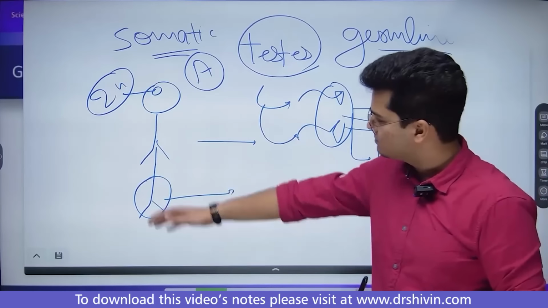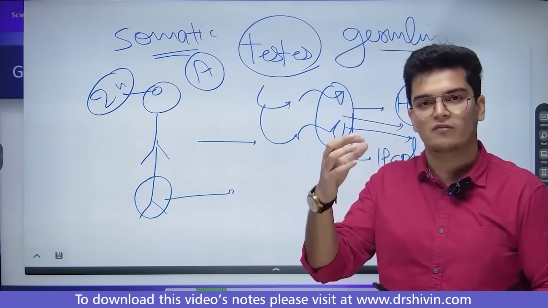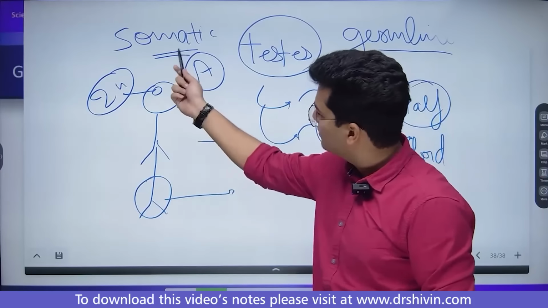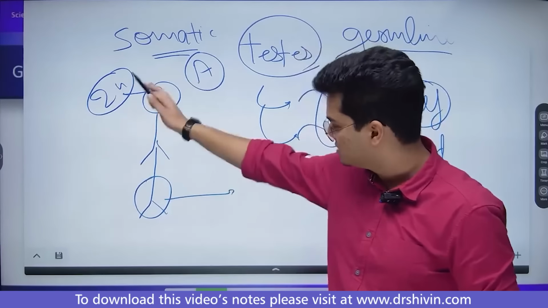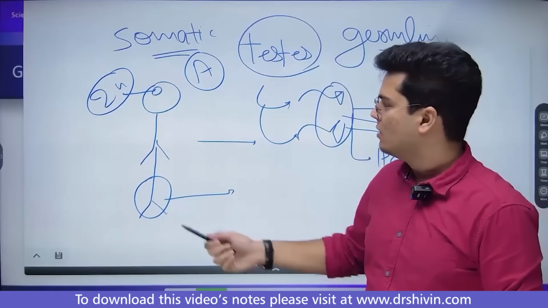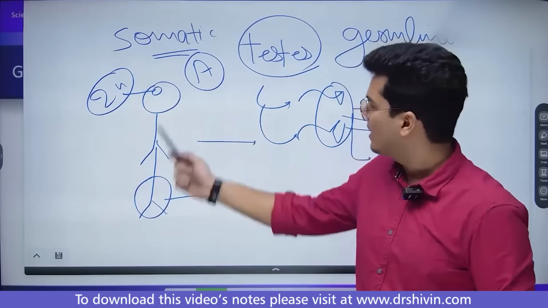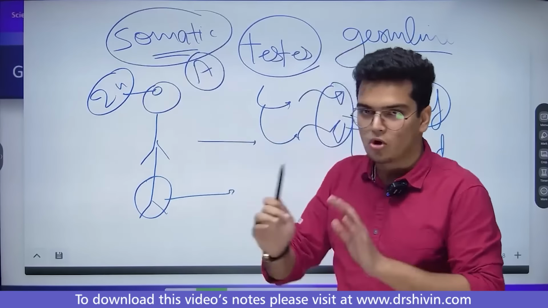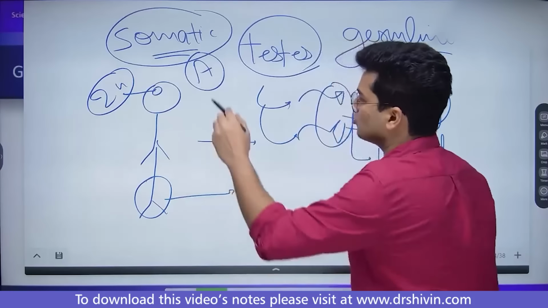तो जो सेल्स बॉडी के are not involved in the meiotic process of reproduction, the cells of the body that are not involved in the process of meiosis, जो meiosis करके gametes नहीं बना रहे, sperm या ovum नहीं बना रहे, those cells are called somatic cells. Somatic cells are those that are not doing meiosis, they are not forming gametes, they are somatic cells.